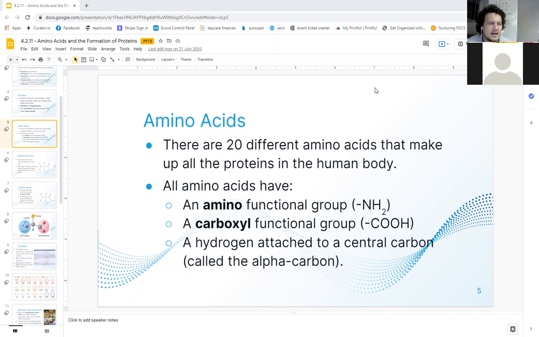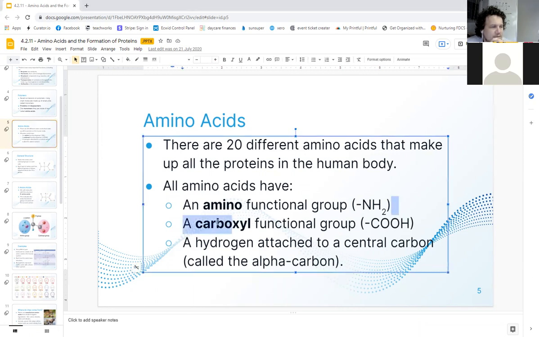Now, we know that all the organic compounds have a functional group that makes them different. The R group on the amino acid is what makes one amino acid different to the next. They all have an amino group, they all have a carboxyl group, and they all have a hydrogen. And I'll explain what is meant by alpha carbon. I'll give you 20 seconds to write that down.